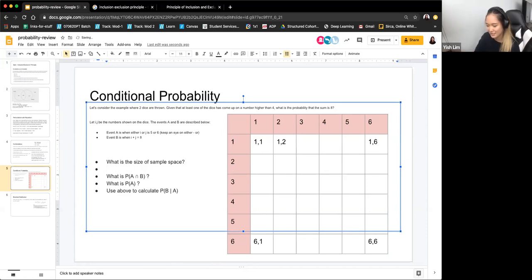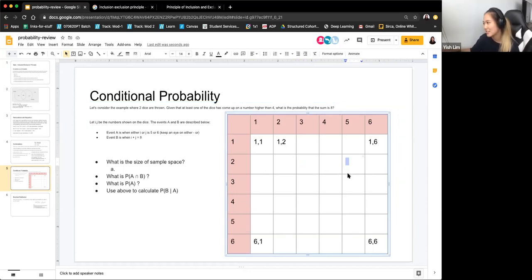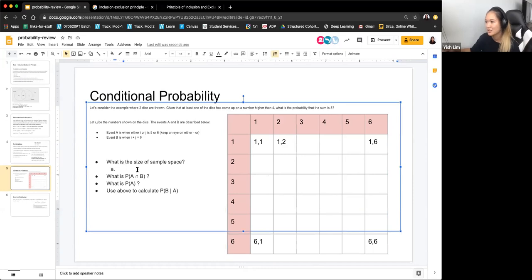So the first question they ask is, what's the size of the sample space? We can see here that with 2 dice rolls, we have 36 possible outcomes, because each of these cells is an outcome, and you have 6 possibilities on dice 1 and 6 possibilities on dice 2. So 6 times 6, which is 36. So 36 total outcomes, which is your sample space. Next part: what is the probability of A intersect B?